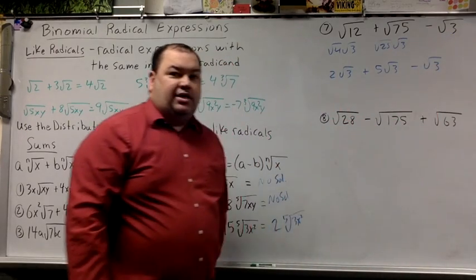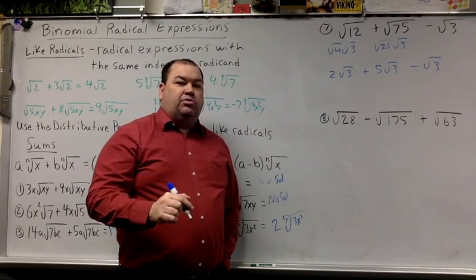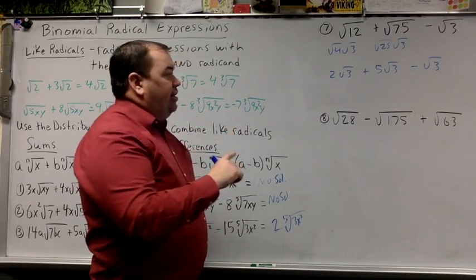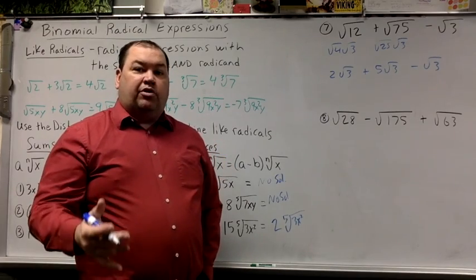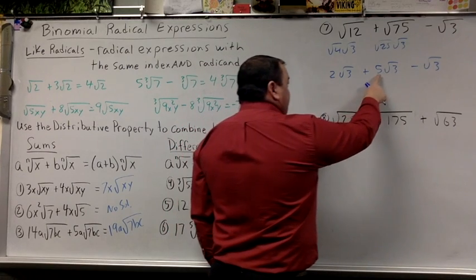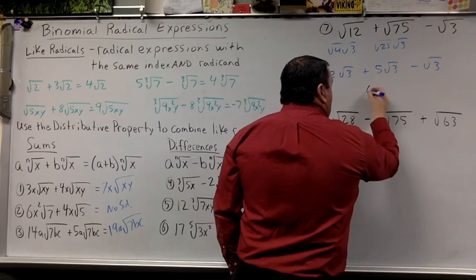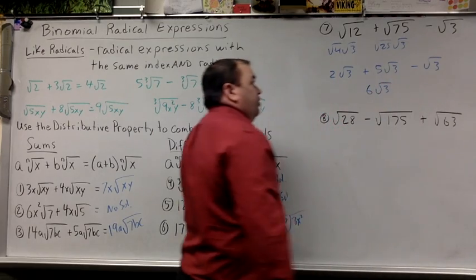But now we're going to take a second look at my expression. They're all still square roots. And now the radicand is the same for all 3 of them. They're all 3's. So now I can take the numbers in front. 2 plus 5, that's 7. Minus 1 leaves me with a 6 square root of 3.